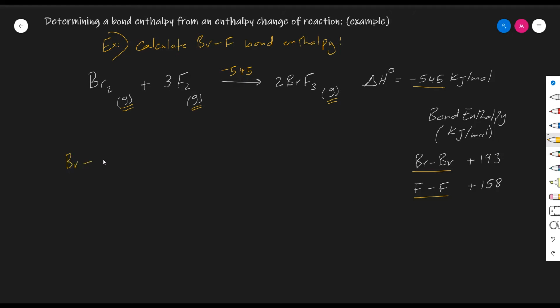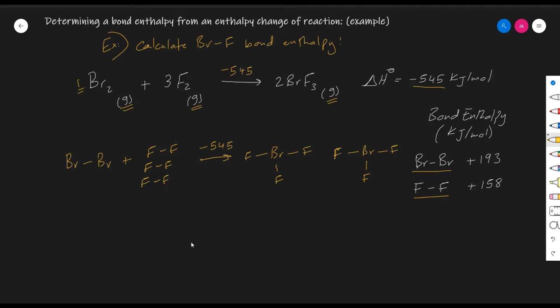So I have Br bonded with another Br here, 1 mole. Thus, I have one gaseous molecule, and I have 3 F2 molecules: 1 molecule, 2 molecules, 3 molecules of F2 in the gaseous state over here. And I have 2 BrF3 molecules. BrF3 is drawn as such. And I have 2 molecules of BrF3 in the products. And I have the value for this arrow over here, which is negative 545.